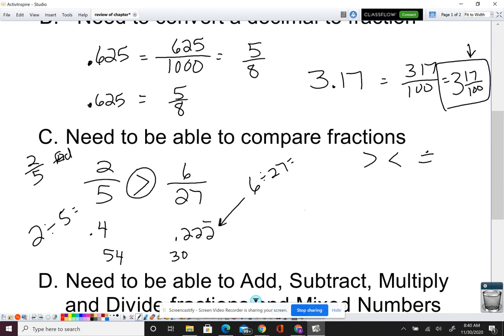Miss Ray, can we still just cross multiply? You can do whichever method you are comfortable with, as long as you show me your work as to what you did. Does that make sense? Yes. Okay.